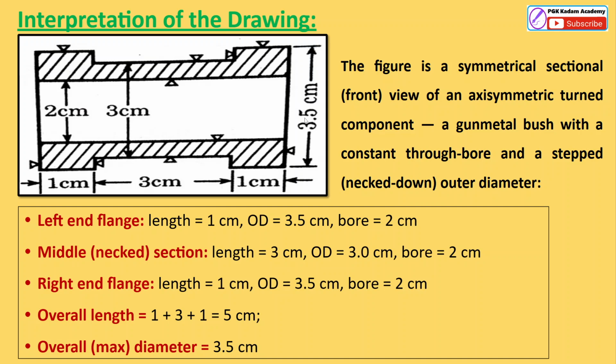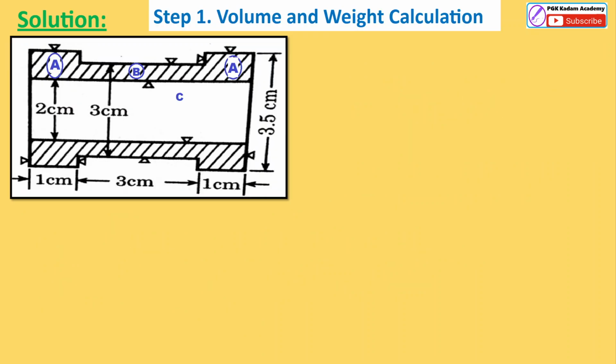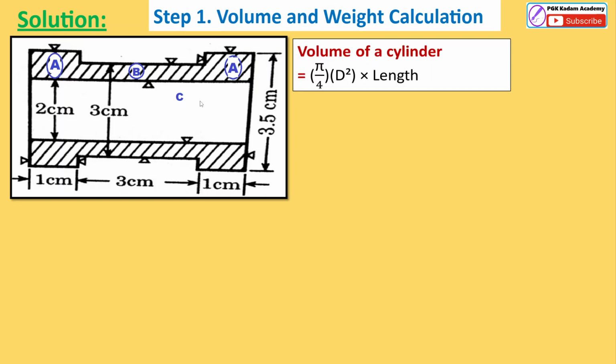After the interpretation of the drawing, we go on to solve the problem step by step. First step, shown in the diagram: break up this component into parts. Part A, which occurs twice, part B, one time, and part C, the bore. After the breakup of the diagram, we get the volume.